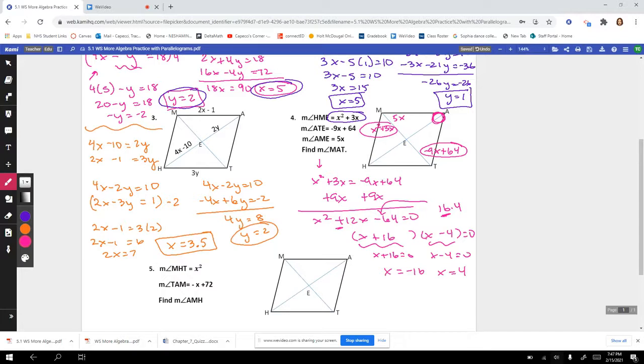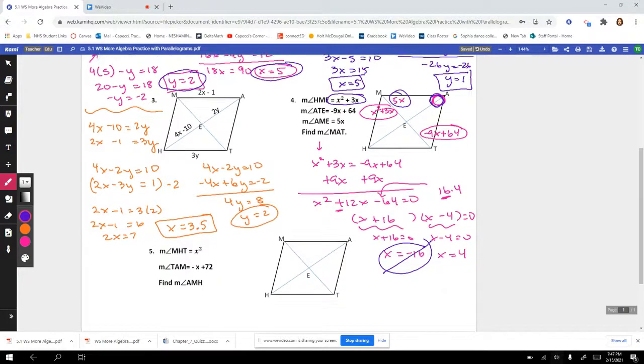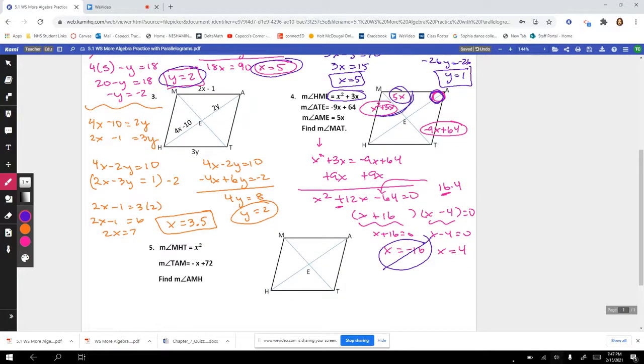Now, if this were just a normal algebra problem, they would be the two answers. But because we're working with geometry, anytime you're dealing with sides or angles, they have to be positive. So let's keep going with this problem and see what happens. Okay, so I know that angle AME is 5x. I can't have 5 times a negative number. That would make that angle negative, so that's not going to work. Now they want me to find this total angle right here, the measure of angle MAT. If you remember, this angle here, the measure of angle HMA, that big angle, plus this angle right here, MAT, is going to equal 180. So we have to be careful with that.